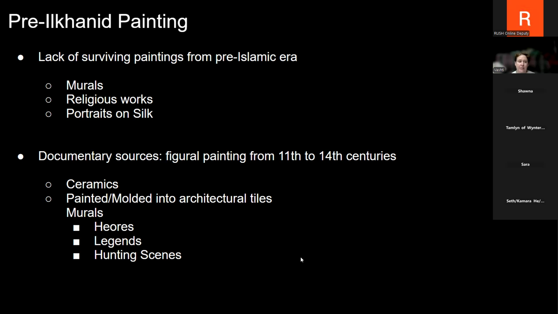What we do have are ceramics. We have painted and molded architectural tiles that have people on them, and we have remnants of murals. Most of what we see in these are origin myths and hunting and legendary scenes. We see a lot of hunting and feasting scenes around like enthronements. So this is something depicting the lives of upper class people and royalty and what they would be doing. As far as I know, none of them are depicting specific people. They are depicting characters from origin legends.